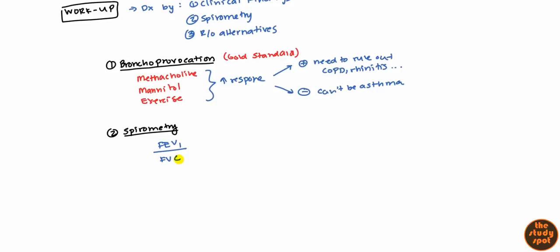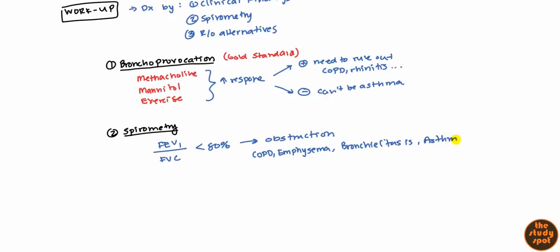So generally, normal individuals should be able to blow out 80% of the air in 1 second. However, people with asthma tend to have less than 80%. And so when you do this initially, all this tells you is that there is an obstruction. It doesn't necessarily tell you it's asthma. The diseases of obstruction are COPD, emphysema, bronchiectasis, and asthma. So you've kind of narrowed it down to these 4.